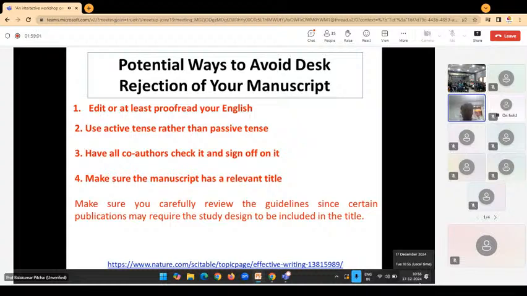Make sure that the manuscript has a relevant title. The title may be descriptive, declarative, or interrogative. Descriptive means you are not declaring the result. For example, effect of paracetamol on fever. Declarative means you are declaring the result in the title itself. Paracetamol relieves fever. Interrogative means there is a question mark. Does paracetamol relieve fever? There is a question mark. Most of the time, the research article won't carry the question mark.